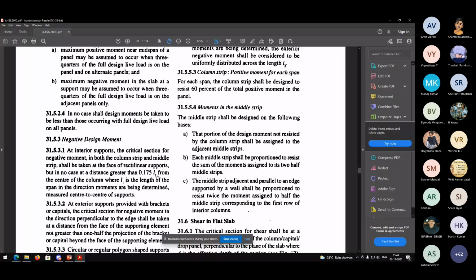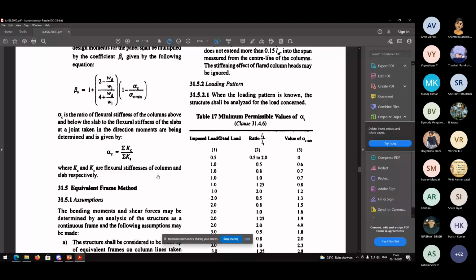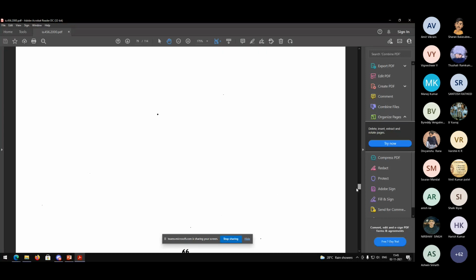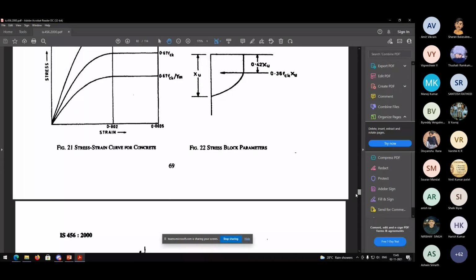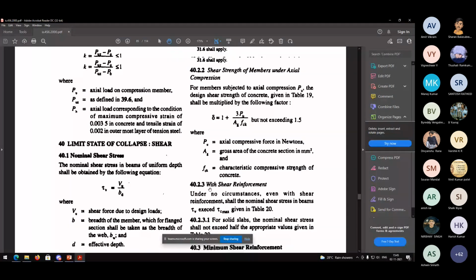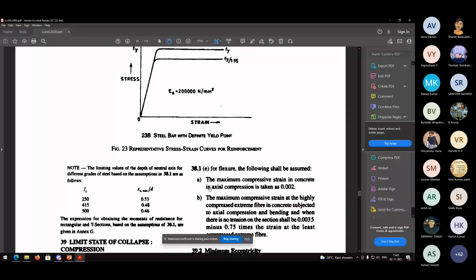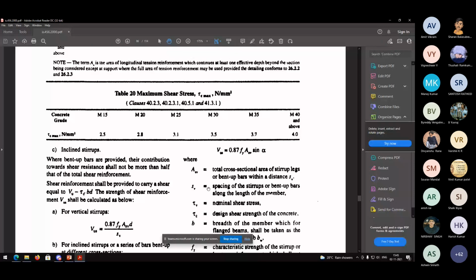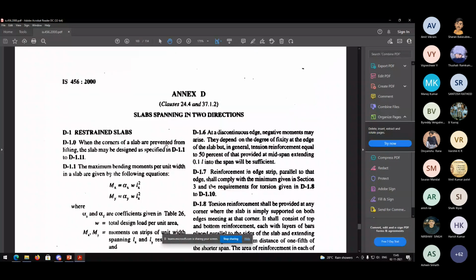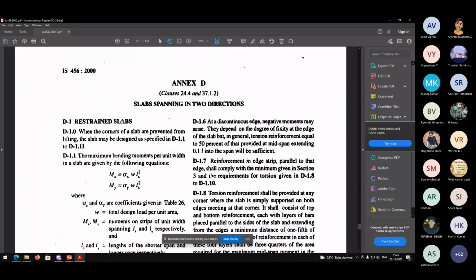This is flat slabs. Okay, so I think I can go to Annex D. Annex C. Annex D. So this is the one that you will use when you get a problem to design for two-way slabs.